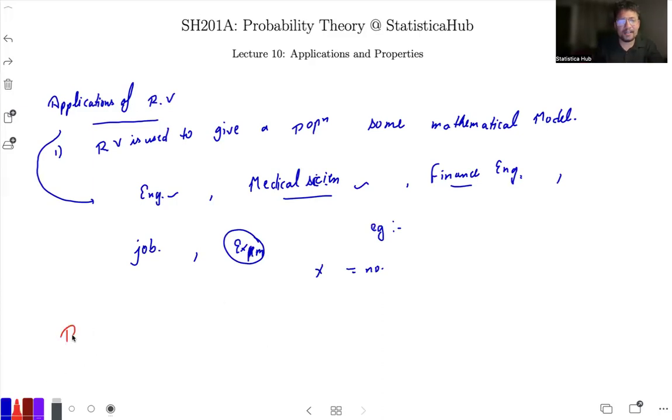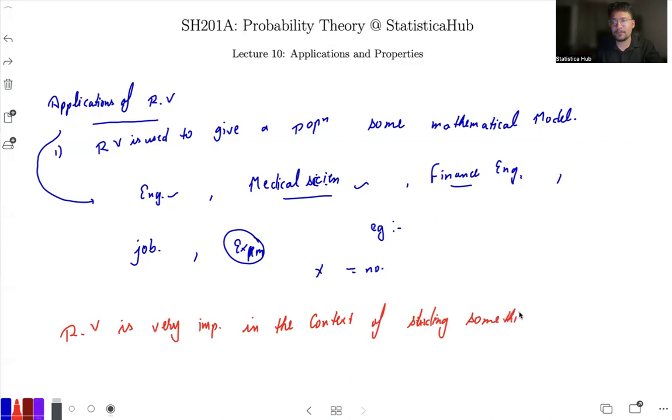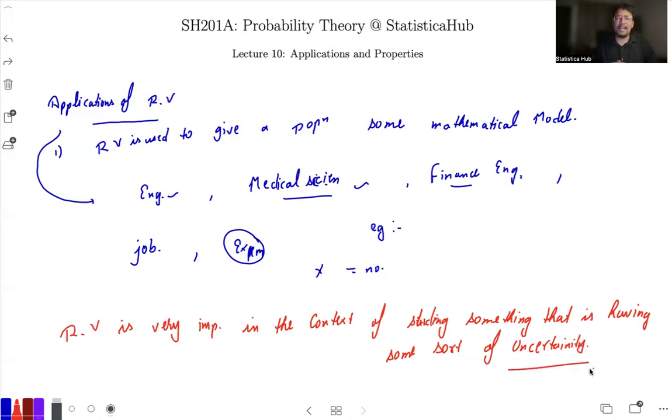So remember one thing, a random variable is very important in the context of studying something that has some sort of uncertainty. Okay, any random phenomena can be understood using the concept of random variables.